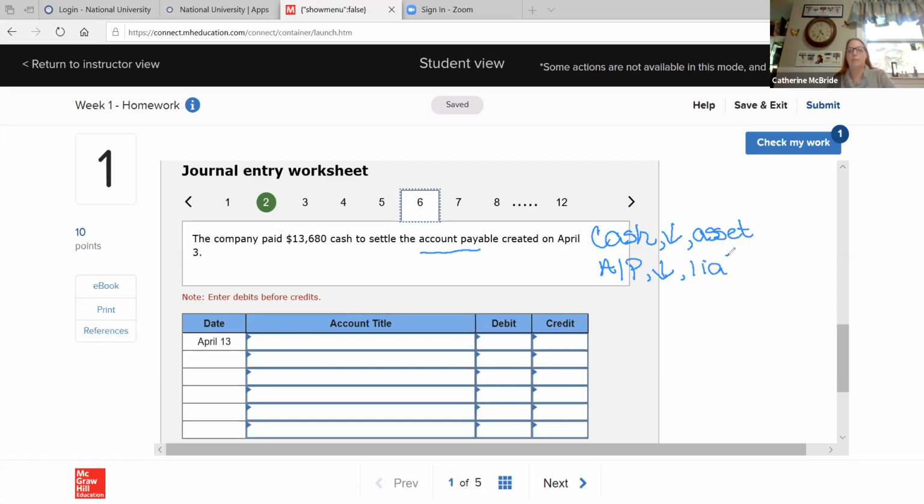If I decrease an asset, do I debit it or credit it? If I decrease an asset, I credit it. If I decrease a liability, do I debit it or credit it? If I decrease a liability, I debit it. So I'm going to debit accounts payable for $13,680, and I'm going to credit cash for $13,680.